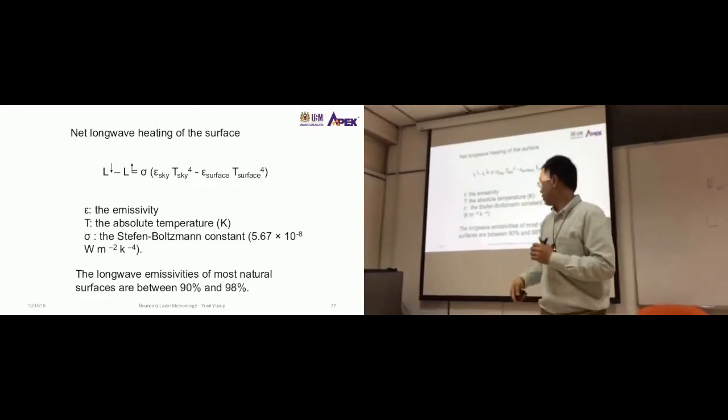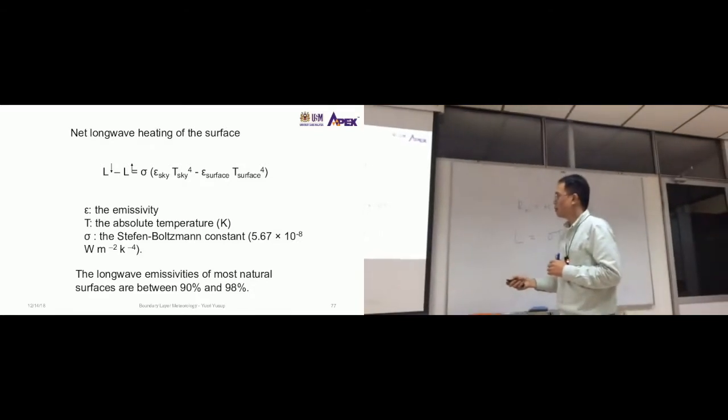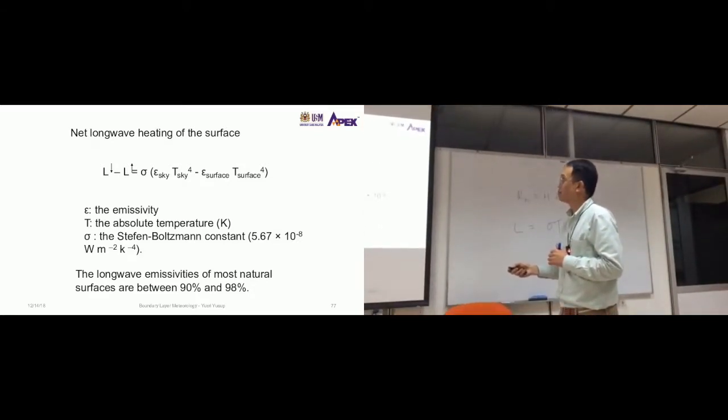Now the long wave emissivities of most natural surfaces are between 90 and 98%. So this is a constant value that depends on the type of surface.